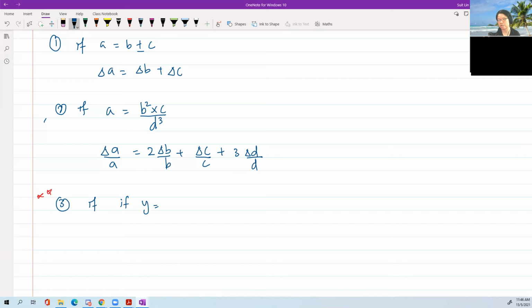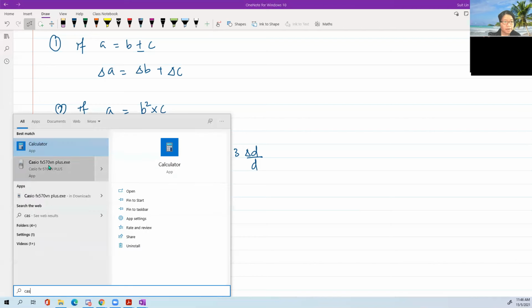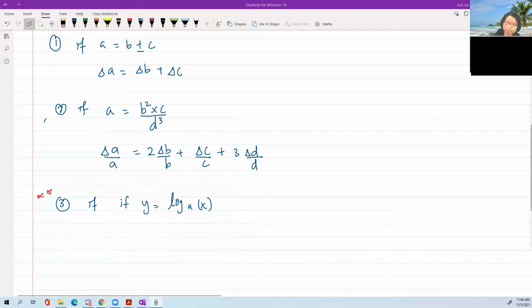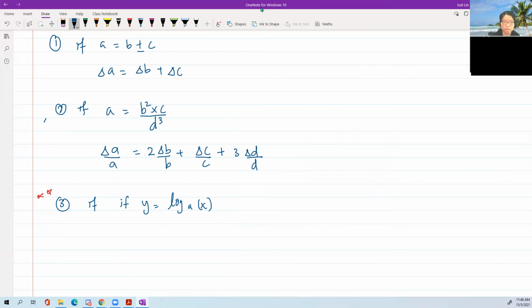If y is equal to log a to the power of x. So in case you don't know what this one is, this is your base, this is your number. Let me pull out calculator to explain. Okay, here is my handy dandy calculator. So when you type this into your calculator, it's log base 10. This is 10, and then whatever we put inside here is the number.